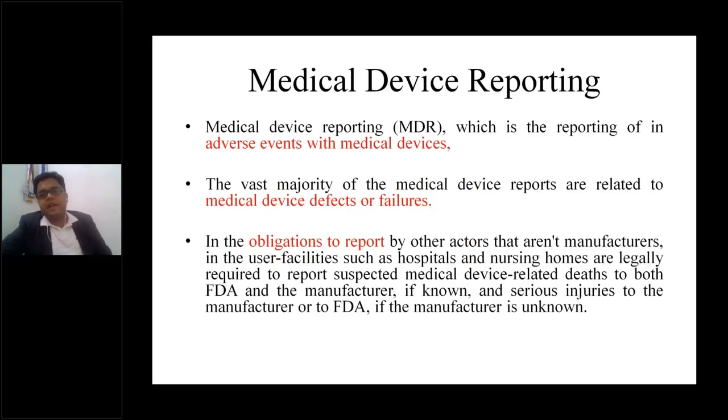So what exactly is medical device reporting? Medical device reporting is reporting of an adverse effect with a particular medical device, and a vast majority of medical device reports are related to medical device defects or failures. And it is the obligation of the surgeon who is using a particular medical device or an instrument or a surgical implant, and if he sees that these implants are causing some kind of harm to the patient, it has to be reported. It just can't be ignored, because the same implant might be used by someone else, or it may lead to a harm to the body of that patient.